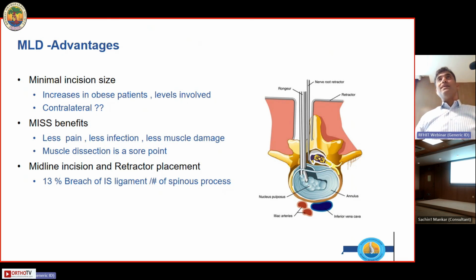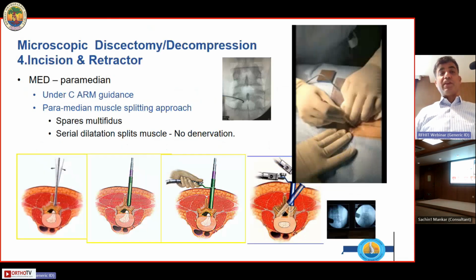The problems here are that it's a midline incision. It's a midline removal of the fascia and retraction of the muscles there, which can be bypassed. And sometimes even in osteoporotic patients, when the retraction of the McCulloch retractor is more, the spinous process may break or the interspinous ligament breach can happen, which further reduces the benefits of MIS, because a breach in the posterior tension band can result in pain, particularly when a spinous process fracture happens in osteoporotic spines.